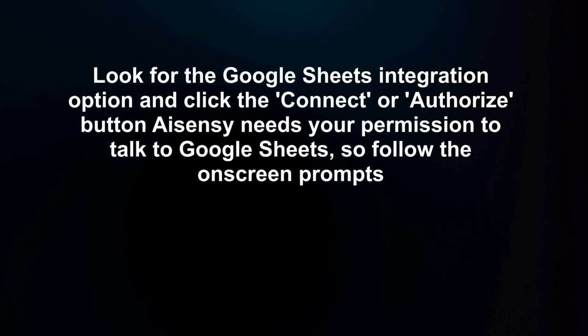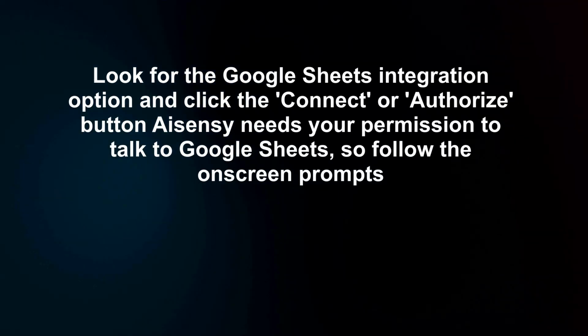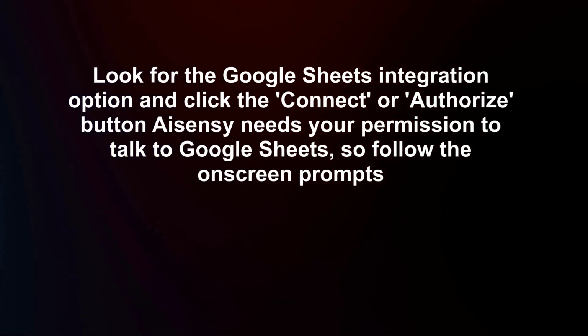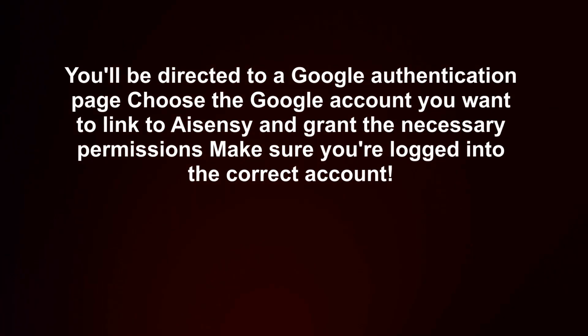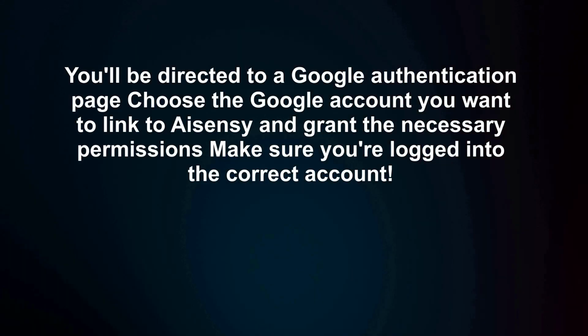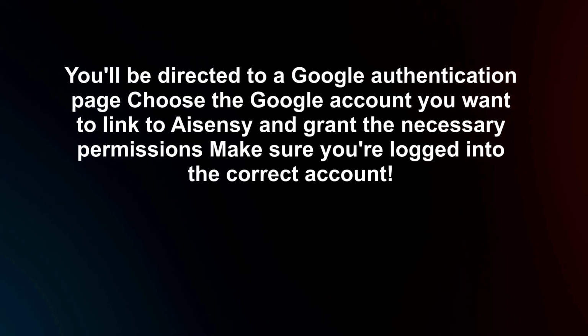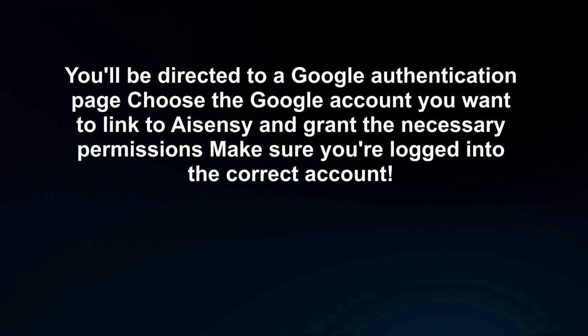Look for the Google Sheets integration option and click the Connect or Authorize button. Aisensy needs your permission to talk to Google Sheets, so follow the on-screen prompts. You'll be directed to a Google Authentication page. Choose the Google account you want to link to Aisensy and grant the necessary permissions. Make sure you're logged into the correct account.